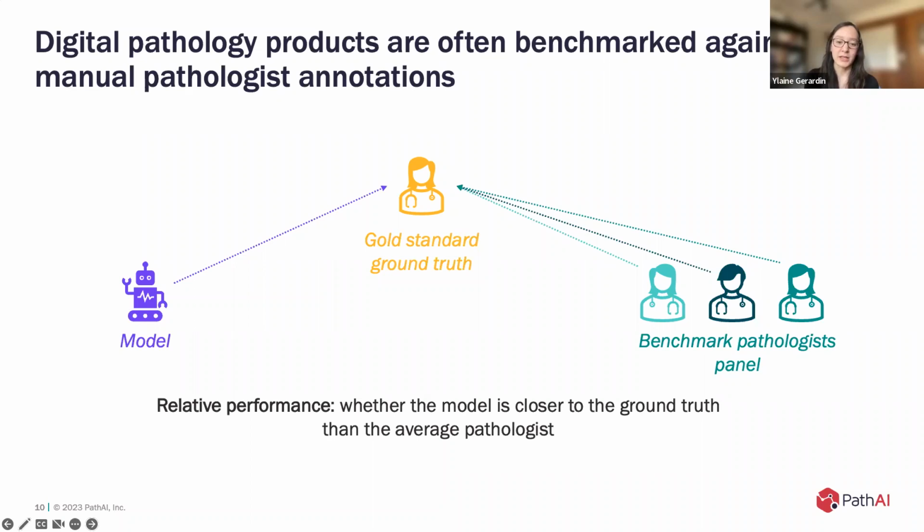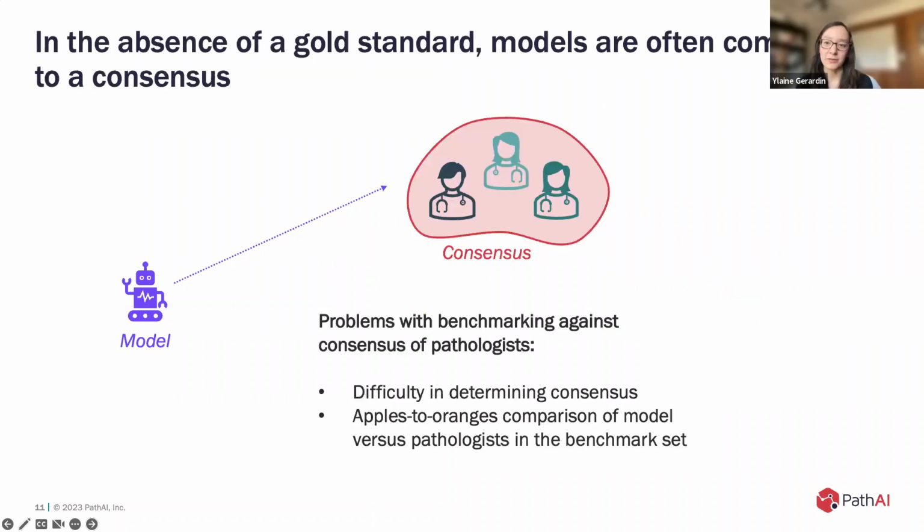What's often done instead is forming a consensus of pathologist opinions. So if you have 3 pathologists, asking all 3 of them to try to agree, or to take some sort of average across all 3 of their predictions. There are some problems here. The first one is the difficulty in determining consensus, which I'll talk about next.